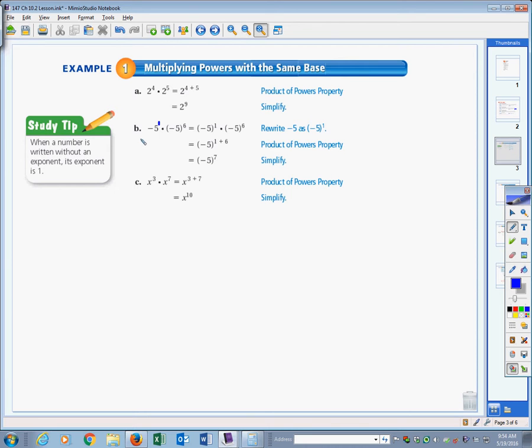So because I have the same base, are these both the base of negative 5? I'm going to add my exponents. And it's really important that you remember that when you have a factor all by itself without an actual exponent, it is to the first power. Because a lot of times you'll forget and you'll say, oh, well, it's negative 5 to the 6. No, it's negative 5 to the 1 plus 6. So it ends up being negative 5 to the 7.